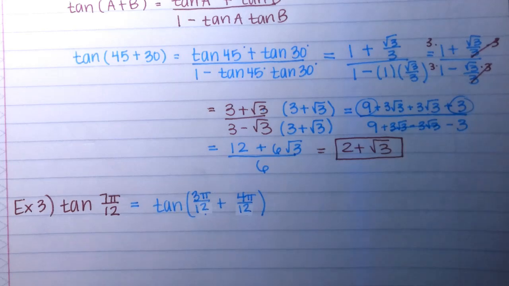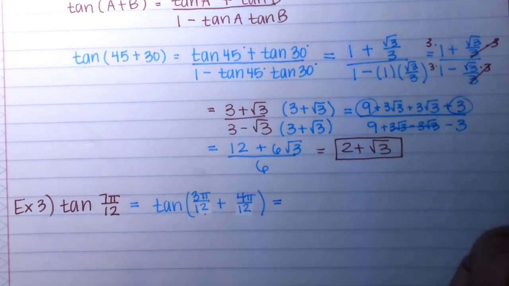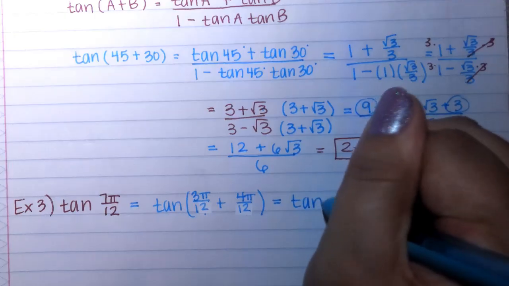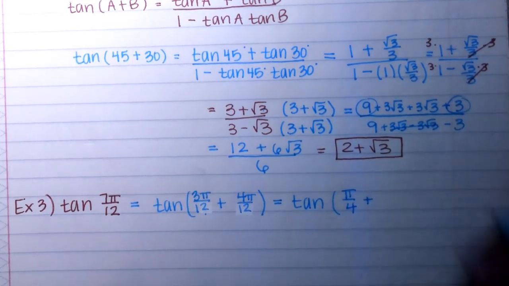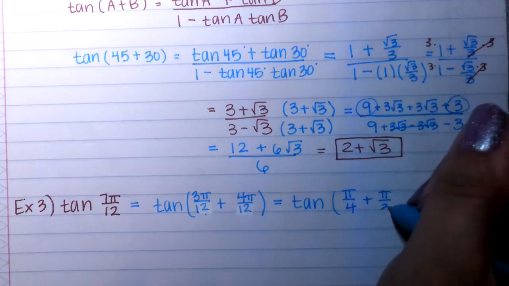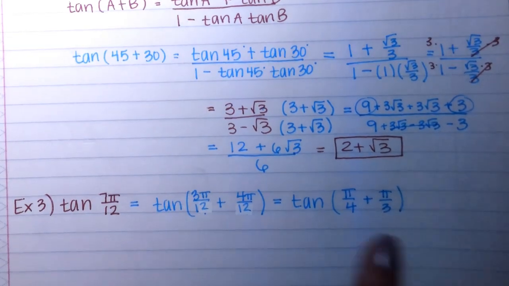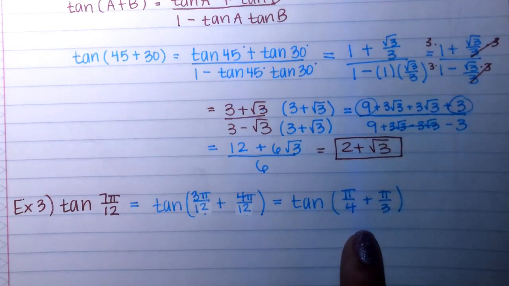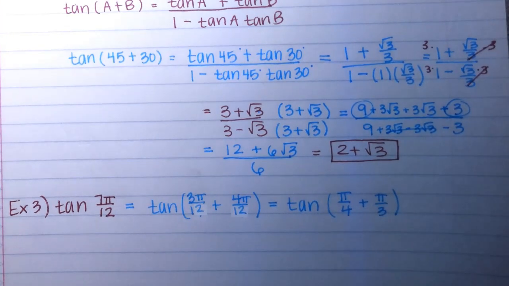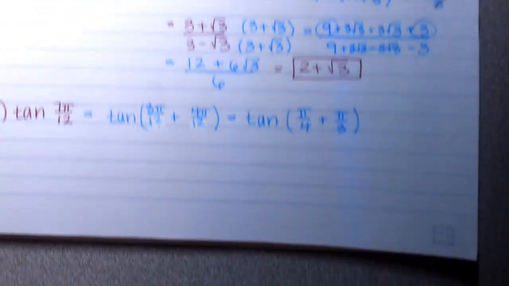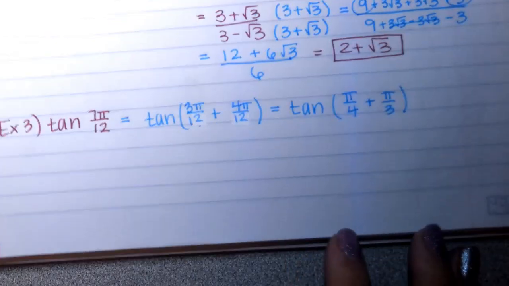Do y'all agree 3 plus 4 is 7? And then I'm going to reduce these, and what do I get? Pi over 4 plus pi over 3. Oh, those are a lot prettier. Again, if you get a pi over 6, those just aren't as fun.